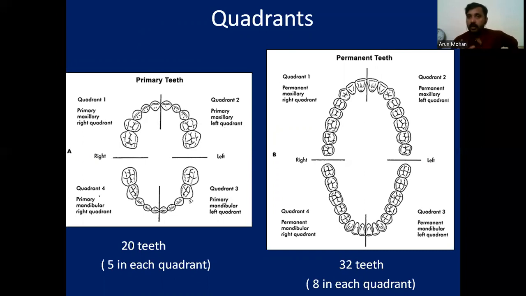So we can divide the whole dentition, both primary and permanent, into 4 quadrants with the same type of teeth. We always start from the right maxillary quadrant. We always denote right maxillary quadrant as quadrant 1, and then we go in a clockwise direction. Left maxillary quadrant is quadrant 2, mandibular left quadrant is quadrant 3, and mandibular right quadrant is quadrant 4. For both primary and permanent teeth, we start from the right maxillary quadrant and go in a clockwise direction. So in primary teeth, in each quadrant there will be 5 teeth, and in permanent teeth, in each quadrant there will be 8.